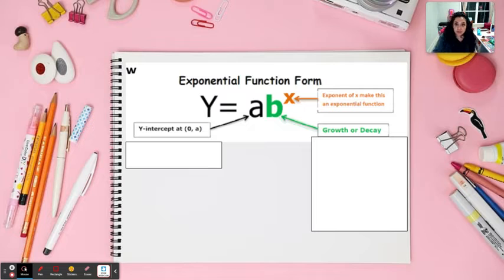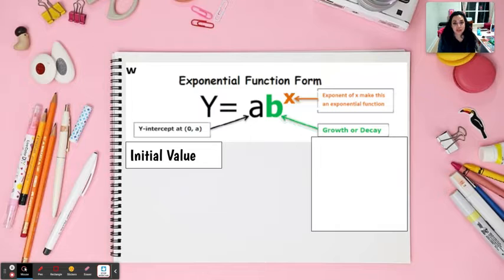On the very top of your review, you'll see this graphic, which is y equals a b to the power of x. It's pretty much the exponential function form. a is your y-intercept, which is written as an ordered pair (0, a). Another thing to remember is that a is the initial value when we're looking at word problems. It is the beginning value that you start with. So I suggest writing this on your review.